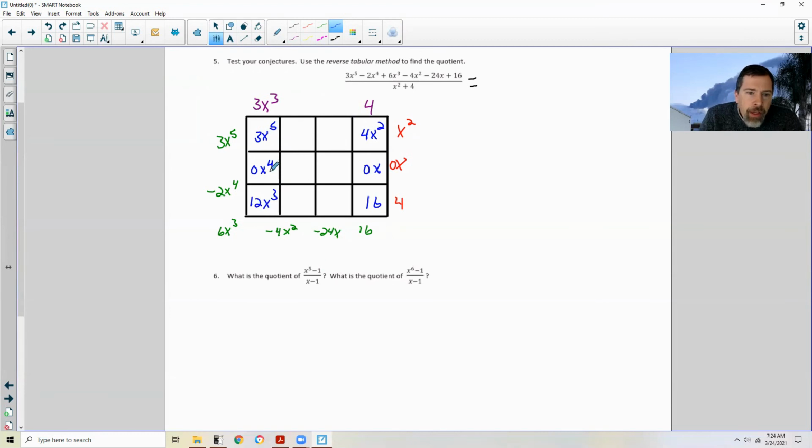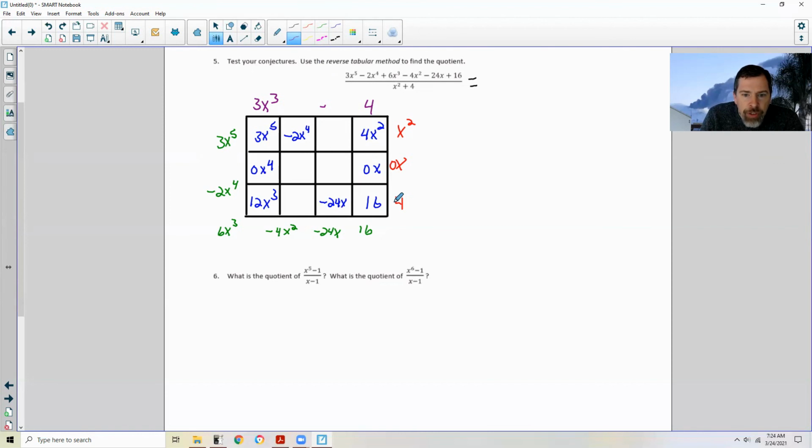Okay? And then I look at my 2's here. Now I can fill this in because I know this, and the sum gives me this. So if I have nothing here, then this has to be negative 2x to the fourth, because negative 2x to the fourth plus 0x to the fourth is negative 2x to the fourth. I can do the same with this here. 0x plus something equals negative 24x. Well, that's going to be negative 24x. So negative times a positive is negative.